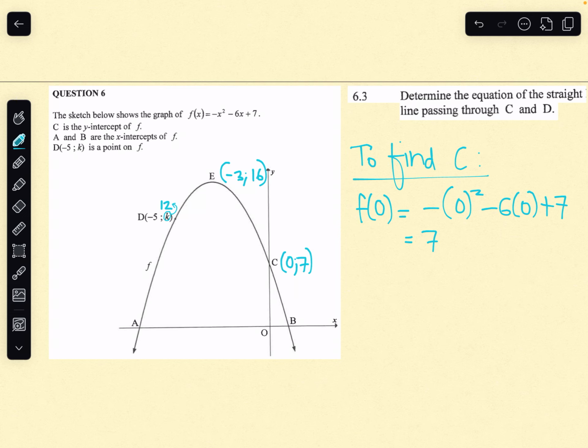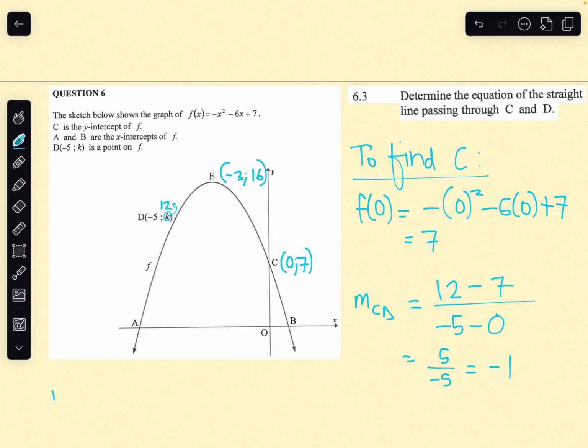Right, so then to find the equation of CD, the gradient of CD is the difference between the y's divided by the difference between the x's. So that'll be 5 over minus 5, which is negative 1. And visually, that kind of makes sense. Nice negative gradient going on there.